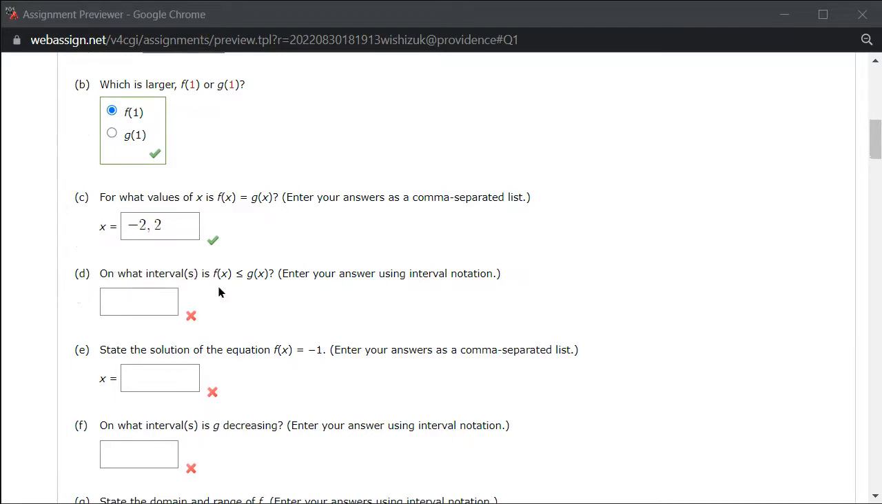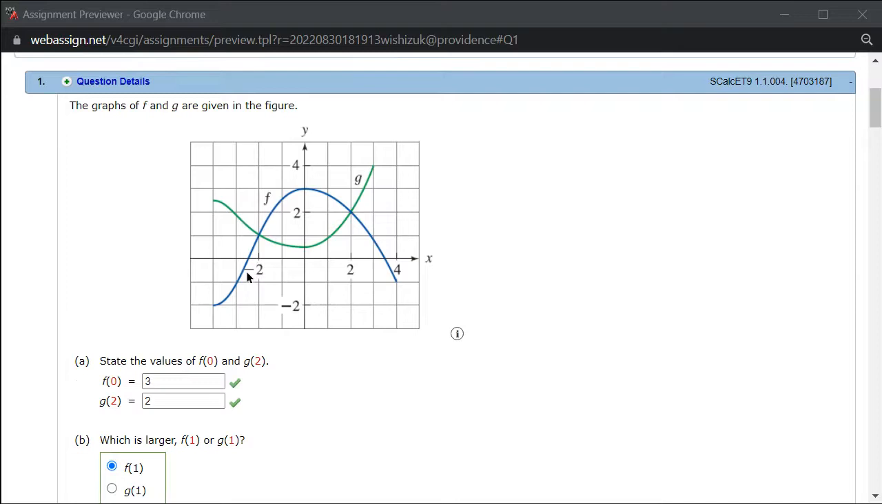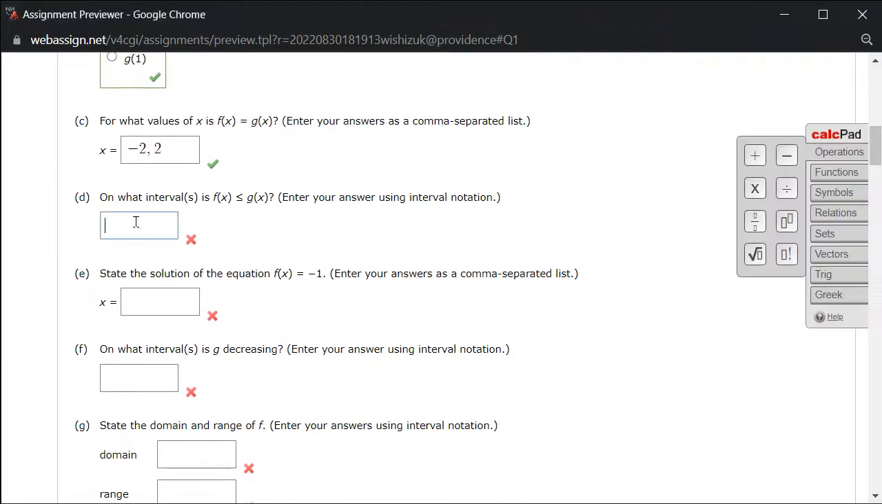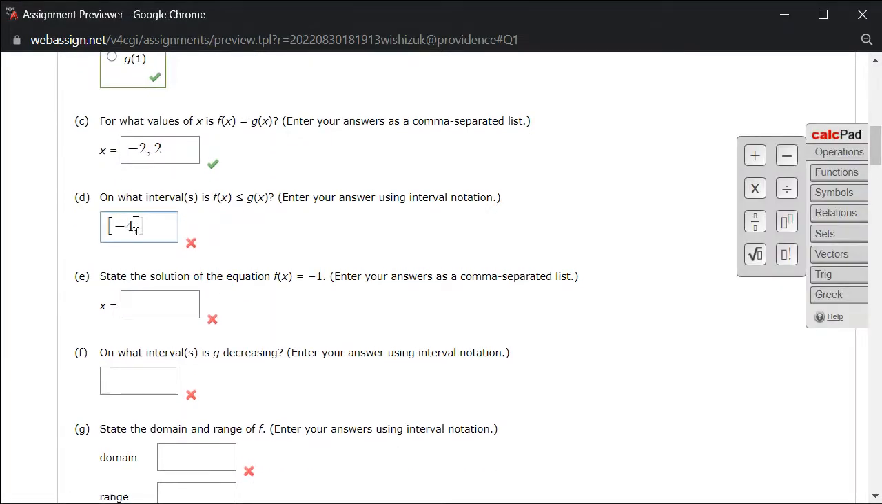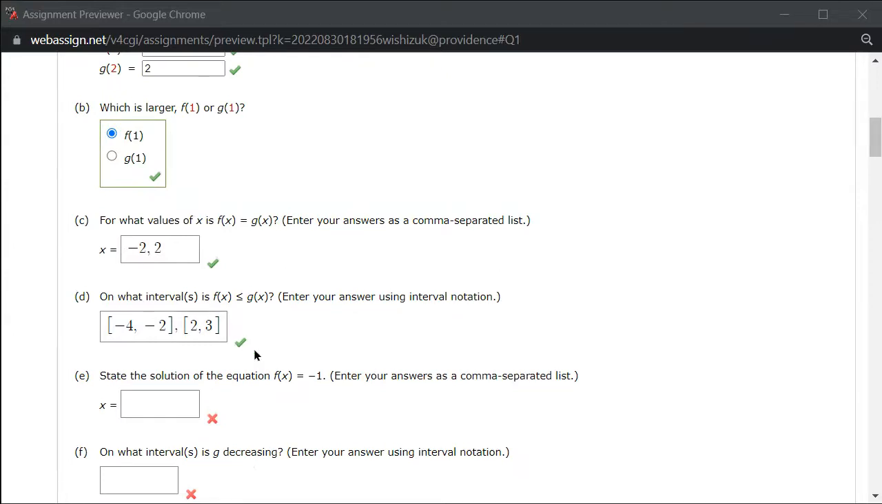On what intervals is f of x less than or equal to g of x? We want g of x, which is the green curve, to be above the blue curve. You can see that in the beginning, between -4 and -2, and between 2 and 3. So the intervals are -4 to -2 and 2 to 3. Let's check the answer. It came back and it looks like we got part D correct.